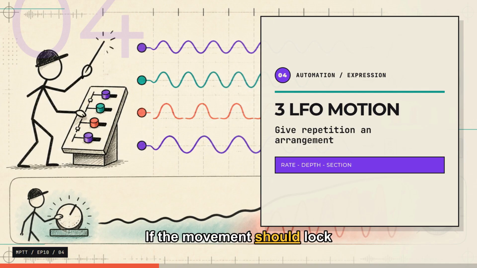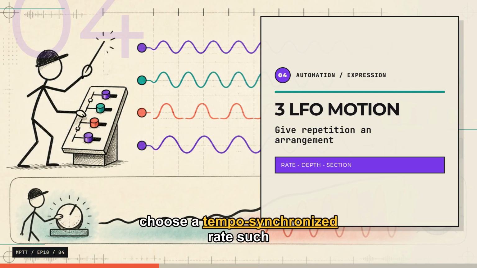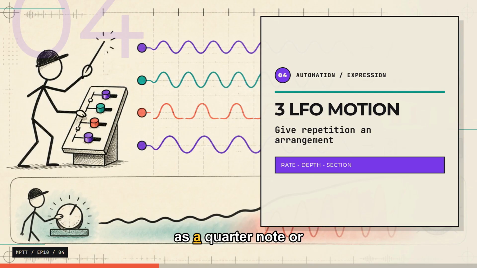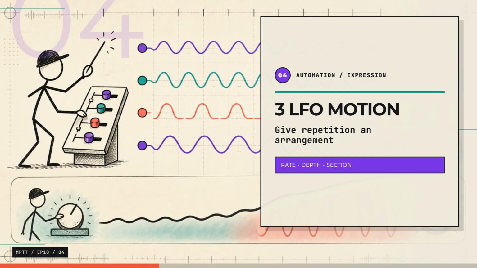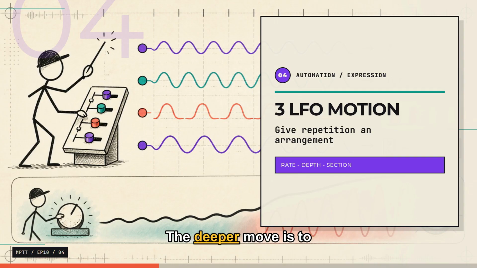If the movement should lock to the groove, choose a tempo-synchronized rate, such as a quarter note or an eighth note. Listen to where each cycle lands against the kick, snare, and chord rhythm. A free running rate can also work when you want a less predictable drift. The musical choice comes first. Synchronization is a tool, not a requirement. The deeper move is to automate the LFO itself.